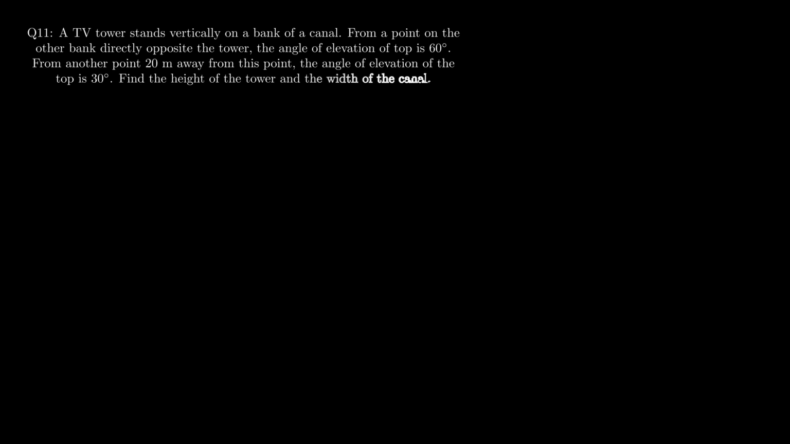Let's solve question 11 from exercise 9.1. A TV tower stands vertically on a bank of a canal. From a point on the other bank, the angle of elevation to the top is 60 degrees. Moving 20 meters further back, the angle of elevation reduces to 30 degrees. We need to find the height of the tower and the width of the canal.